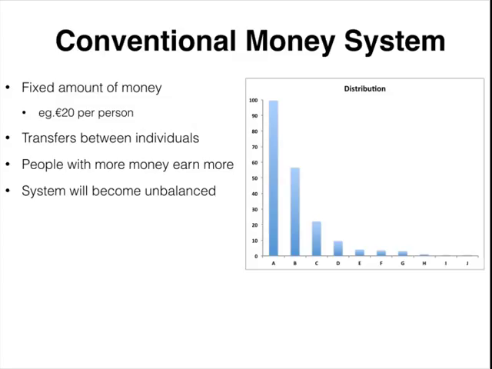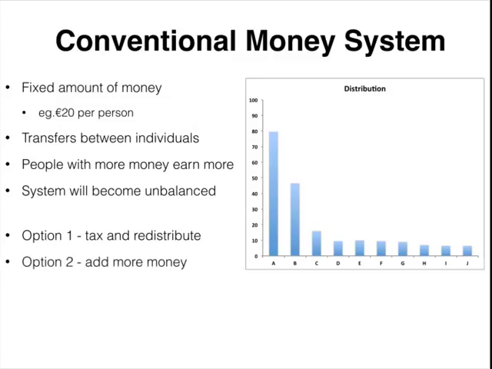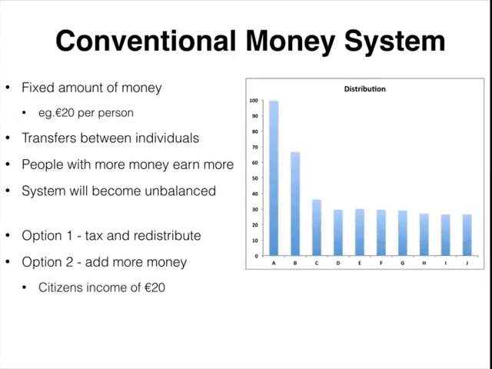There are ways of trying to compensate for this. I mean, one is to tax and redistribute. So by removing some money from the rich and handing it out to the poor, you can get some way of redistributing that. Another option you can do is to add more money into the system. So we're going to add another 20 euros per person, for instance, as a citizen's income.